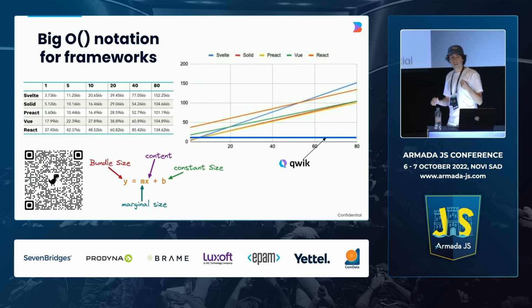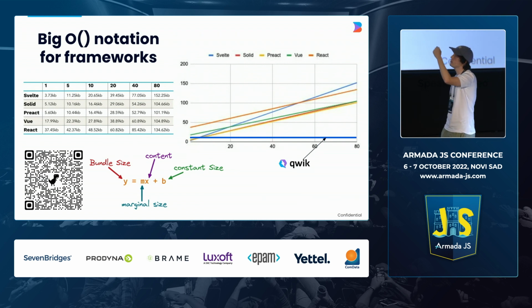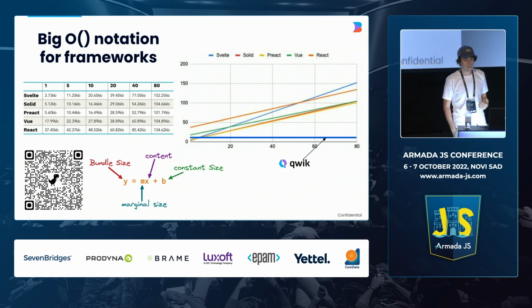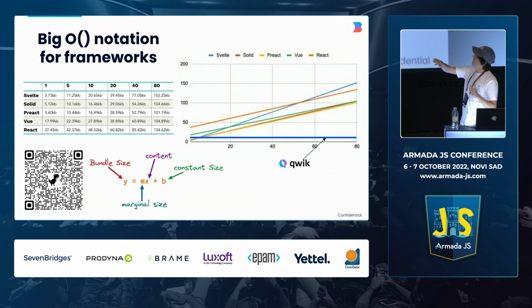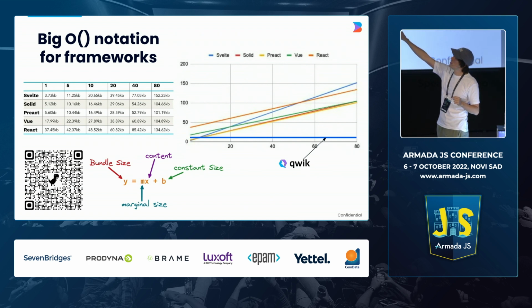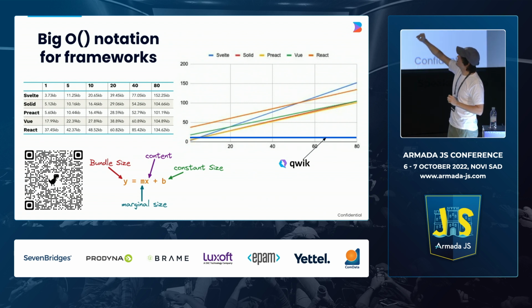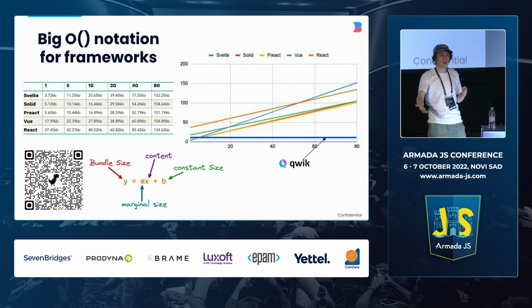So at Builder, we use this notation to understand performance in a different way. We look at different frameworks and build different apps, from one component up to 80, and see the amount of JavaScript that these components deliver. All of them follow a linear line, with different slopes. Actually, it's very interesting with Svelte. Svelte is the smallest for a very small application, but as the complexity grows, it's actually the one that delivers more JavaScript.